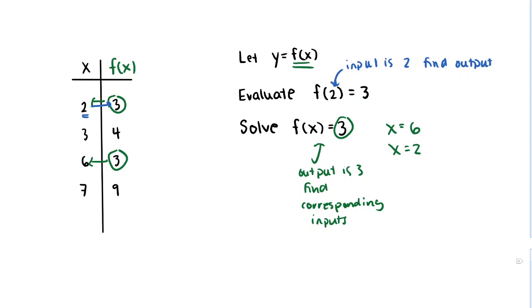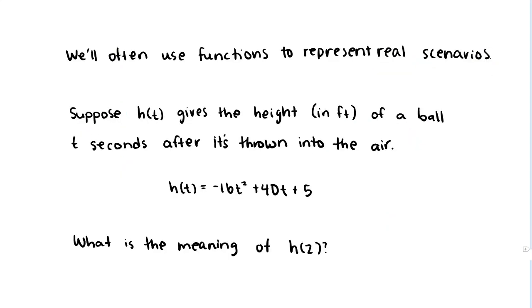Okay, so that's tables and graphs. We'll also often want to use functions to represent real life scenarios, right? So here, let's say I've got a function h of t, and it gives me the height in feet of a ball t seconds after that ball is thrown into the air. And so here's the function or an equation that sort of goes with it. h of t is equal to negative 16t squared plus 40t plus 5. And so one thing I want to ask is, what is the meaning of h of 2?